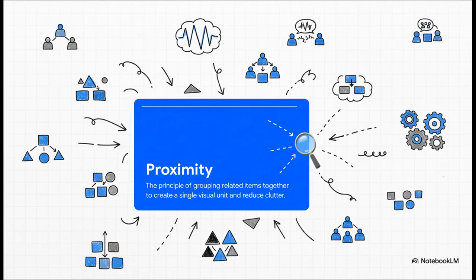First up, we've got proximity. This is all about what's close to what. Our brains are basically wired to take shortcuts. We assume that if things are placed near each other, they must belong together. So by grouping your related info, you instantly create order, you slash the clutter, and you tell your reader, hey, this stuff right here, this is one single idea.